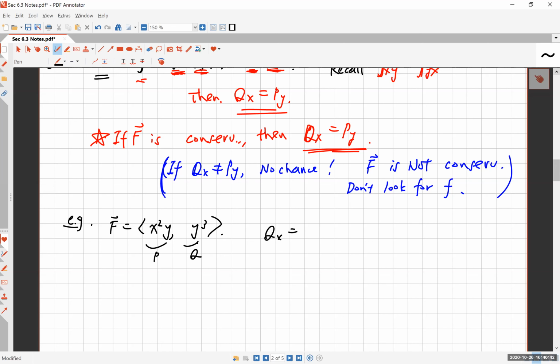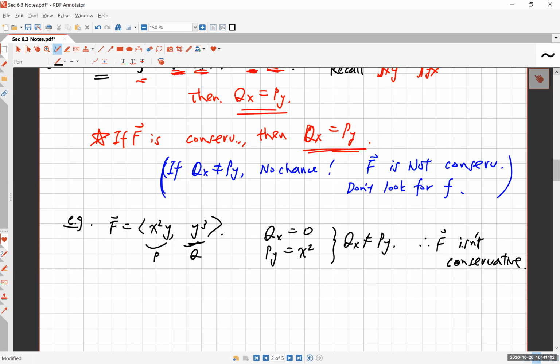Q_x, what's the derivative of Q with respect to x? Well, that's 0. And how about P_y? Well, that's x squared, right? So you know that these are not equal to each other, and therefore F ain't conservative. It's liberal or progressive.